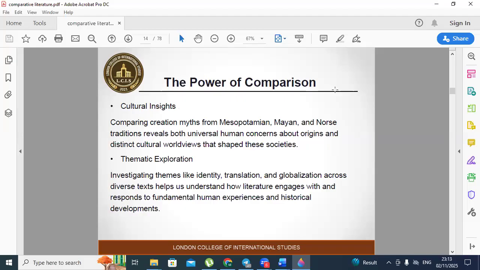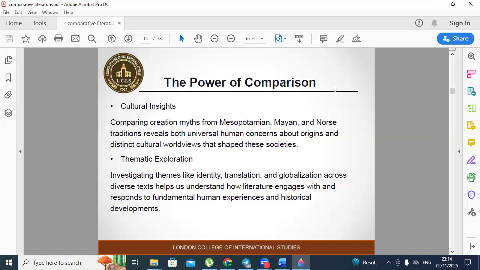Cultural insight. Comparing creation myths from Mesopotamian, Mayan, and Norse traditions reveals both universal human concerns about origins and distinct cultural worldviews that shaped these societies. Thematic exploration: investigating themes like identity, translation, and globalization across diverse texts helps us understand how literature engages with and responds to fundamental human experience and historical developments.